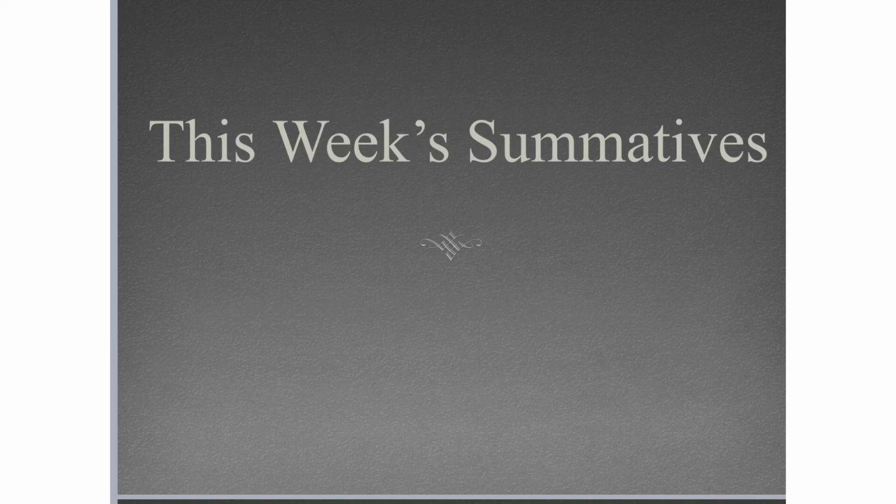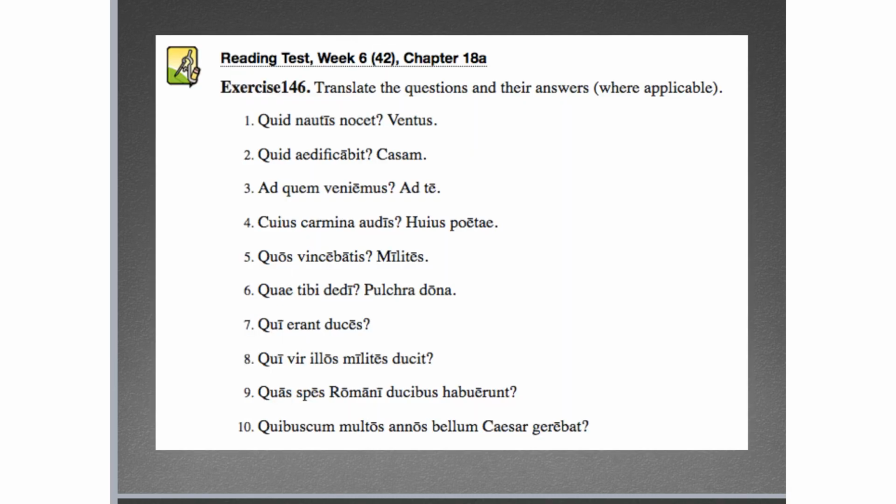All right, let's take a look at this week's summatives. Translating the questions and answers. Some of these are from the exercise we just did. All right. So number one, what harms the sailors? The wind harms the sailors. Number two, what will he or she build? He or she will build a house. All right. Now number three, just to get a new one in there. To whom will we come? We will come to you. Ad te. All right. So I'll leave the rest for you.